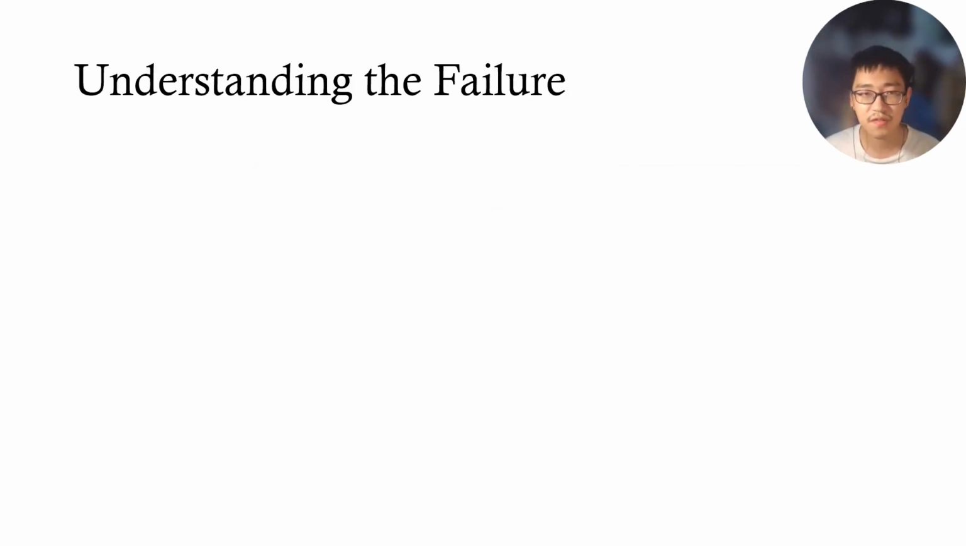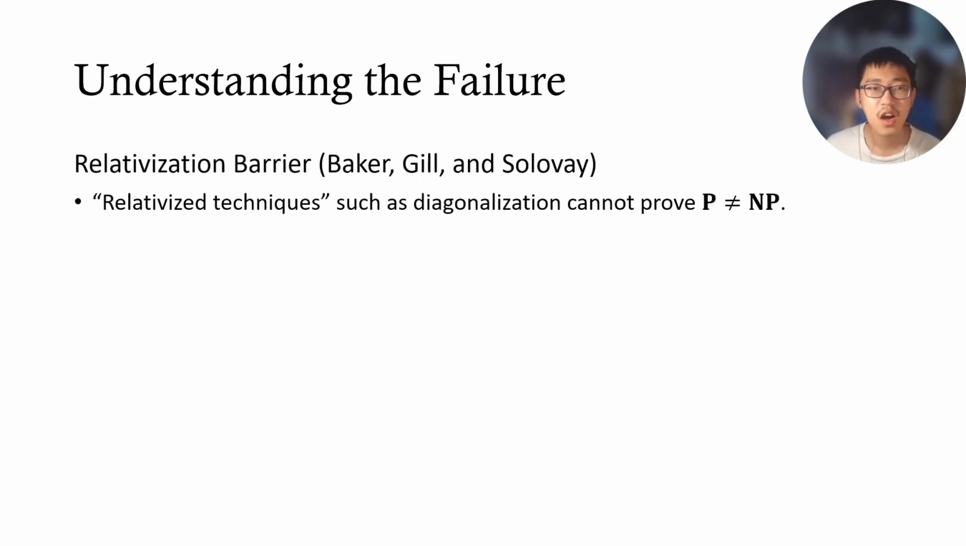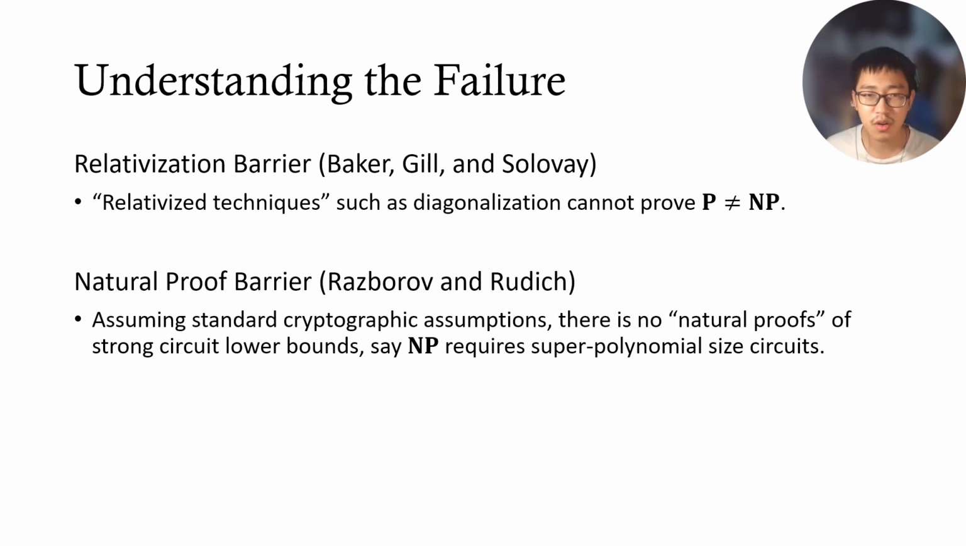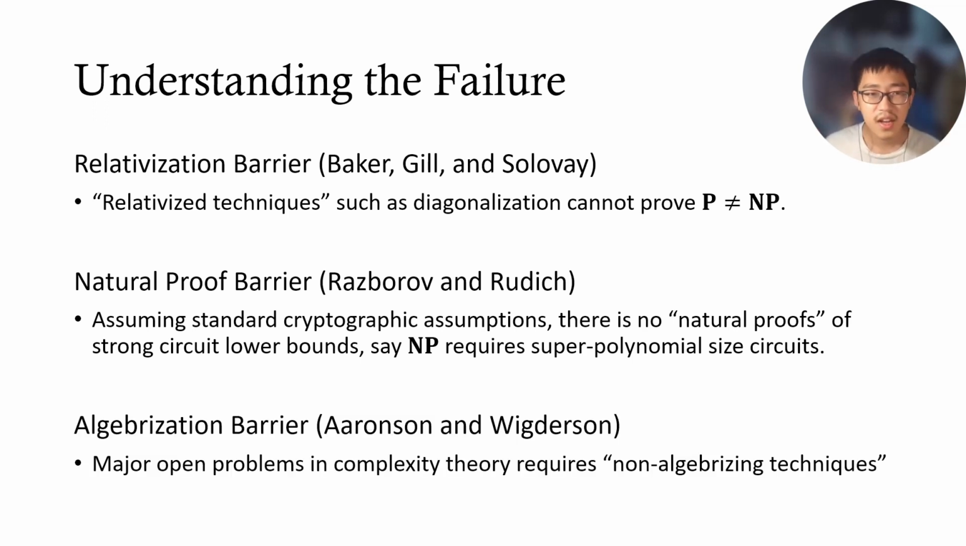To understand our failure in proving complexity lower bounds, people have developed some informal barriers which show the incapability of certain techniques. For example, Baker, Gill, and Solovay developed the relativization barrier, which shows that relativizing techniques such as diagonalization cannot prove P versus NP. And Razborov and Rudich developed the natural proofs barrier, which shows that under standard cryptographic assumptions, there is no natural proof of strong circuit lower bounds. And the algebrization barrier shows that major open problems in complexity theory require non-algebrizing techniques. So all these informal barriers show certain techniques cannot be used to resolve the major open problems.